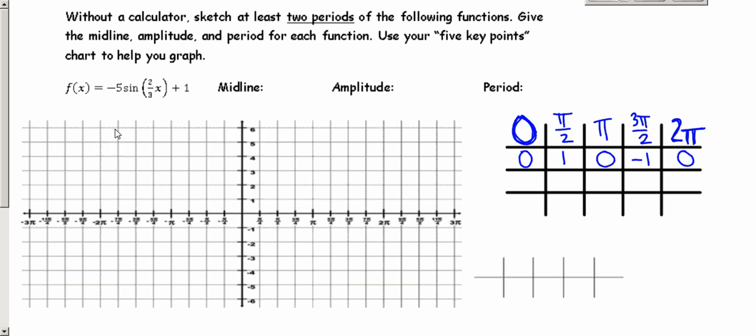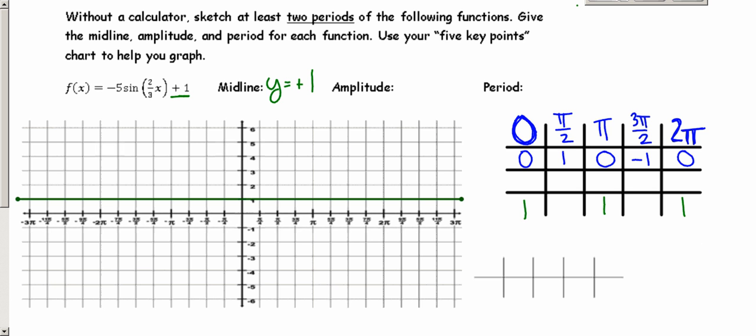The first thing I want to notice is that the d value is 1. So that means my midline will be at 1. So let's just put that on right away. So I know now that these intercepts are all going to be at the value of 1.